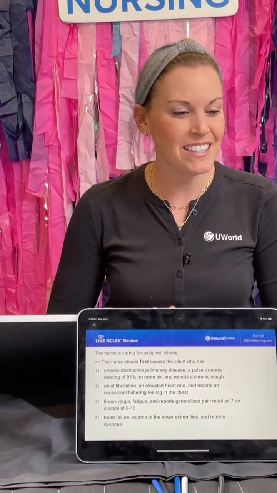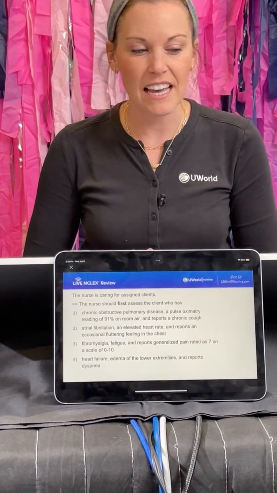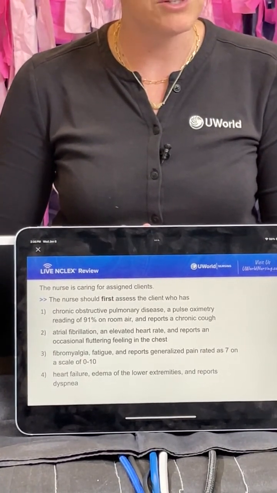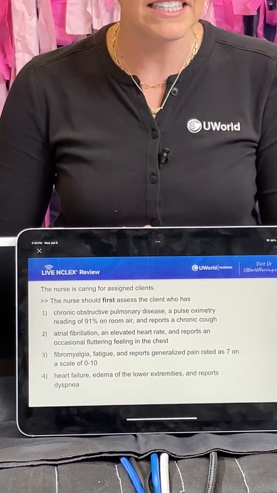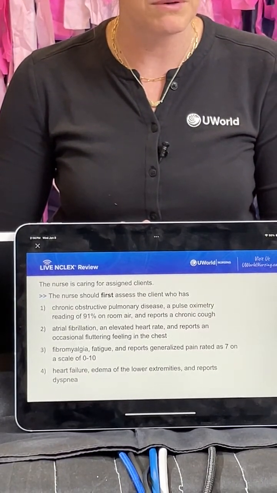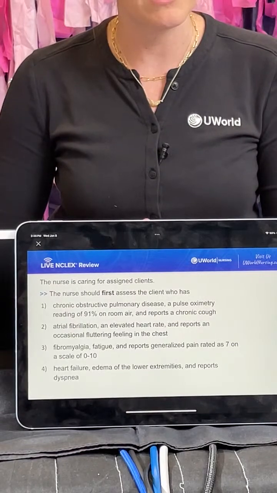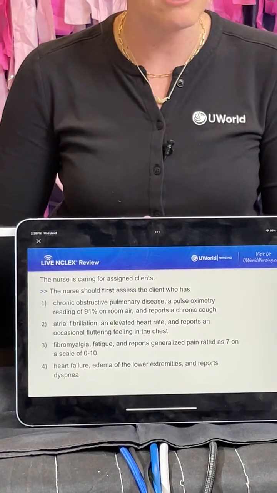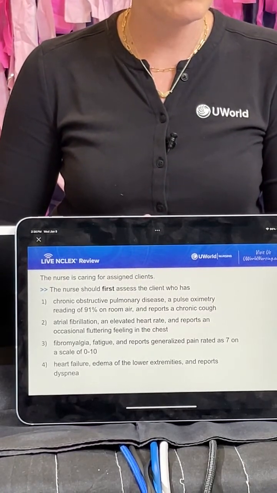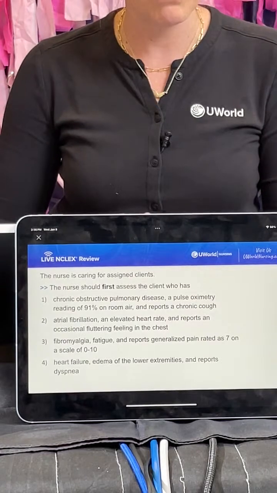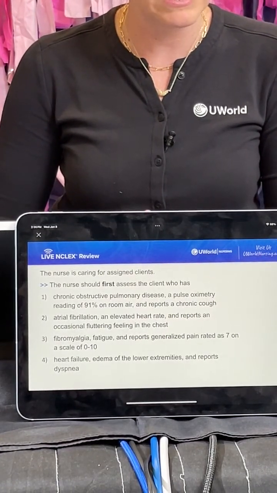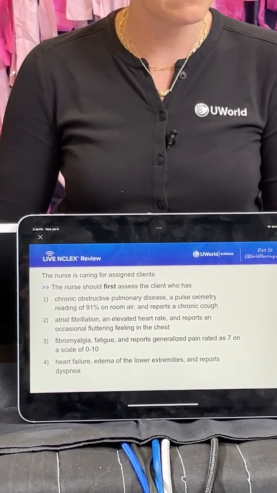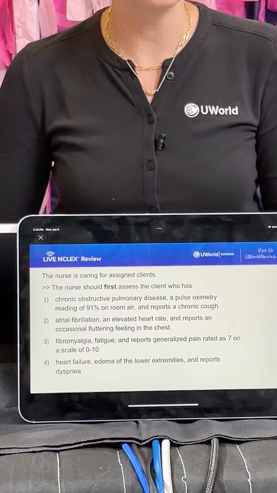All right, question 1 says, the nurse is caring for assigned clients. The nurse should first assess the client who has, option 1, chronic obstructive pulmonary disease, a pulse oximetry reading of 91% on room air, and reports a chronic cough. Option 2, atrial fibrillation, an elevated heart rate, and reports an occasional fluttering feeling in the chest. Option 3, fibromyalgia, fatigue, and reports generalized pain rated as 7 on a scale of 0 to 10. Option 4, heart failure, edema of the lower extremities, and reports dyspnea. All right, 30 seconds on the clock.